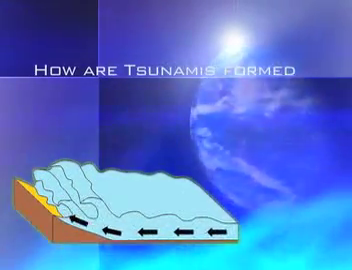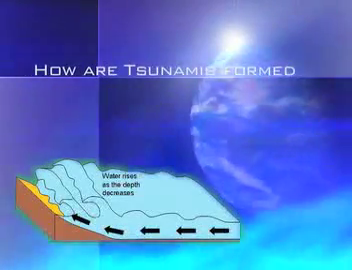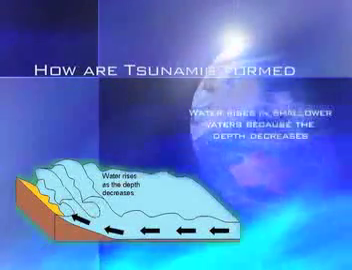As the waves approach shallower waters near land, the water begins to rise as the depth decreases. These form the gigantic waves associated with tsunamis.